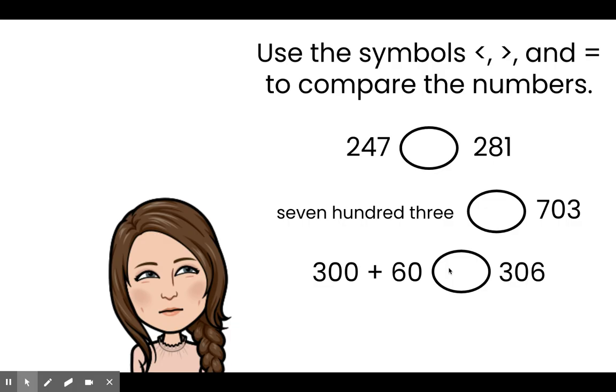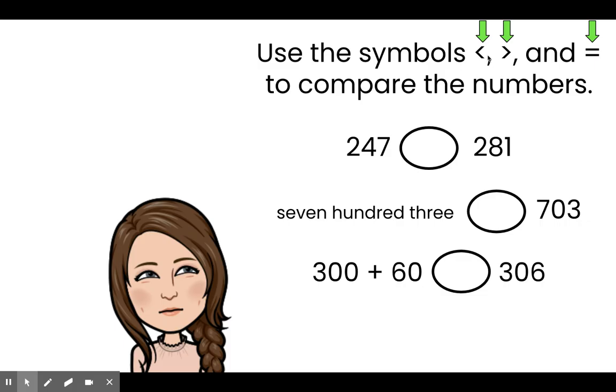Whoa. Wait a minute. You mean we're not finished? What does this even say? Let's read this together. Use the symbols less than, greater than, and equal to compare the numbers. Okay, we just did this, so I'm pretty sure I can do this. Let's start with the first one. 247, and we're comparing it to 281. This large oval is where we can write the symbol to make this statement true or accurate.